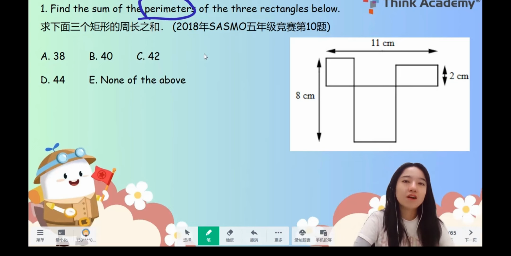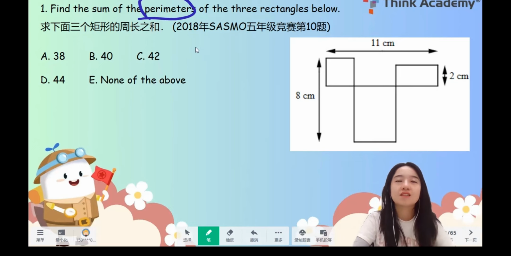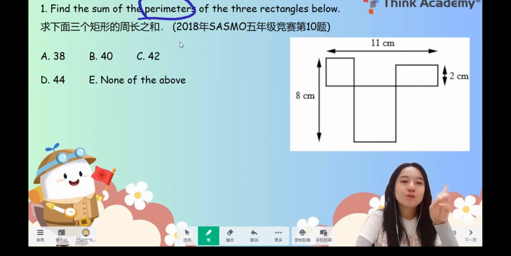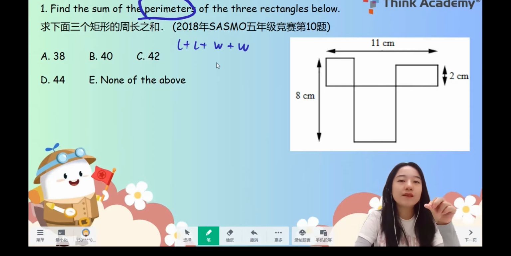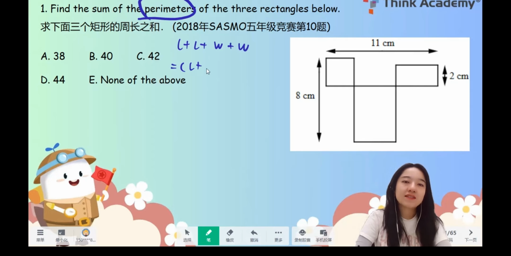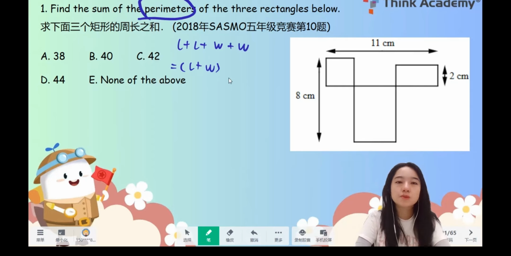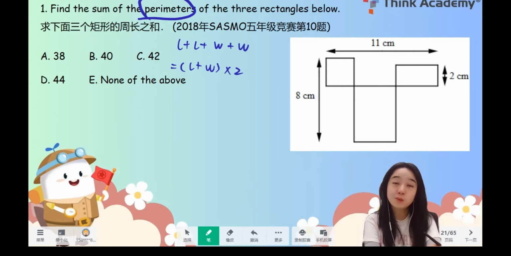So let's recall how we can find the perimeter of a rectangle. It is because the rectangle has four sides, two lengths and two widths. So the basic way is to add up all four sides. But you can also see that we have two groups of length and width. So normally we can also use length plus width, then multiplied by 2.